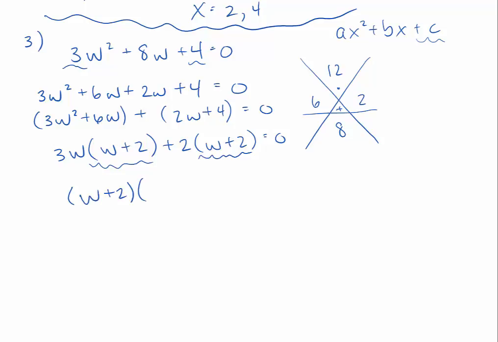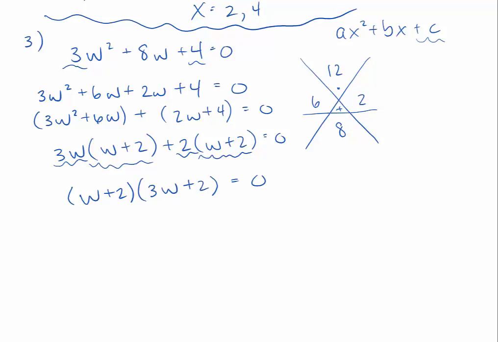What's left? Again, you can divide each thing by w plus 2, but really it's whatever's on the outside here. So it's 3w plus 2, because there's a plus there, plus 2 equals 0. And those are the factors of that. And that's the hardest part, remember? If I factored that back out, or FOILed that back out, I will get 3w squared plus 8w plus 4 equals 0.